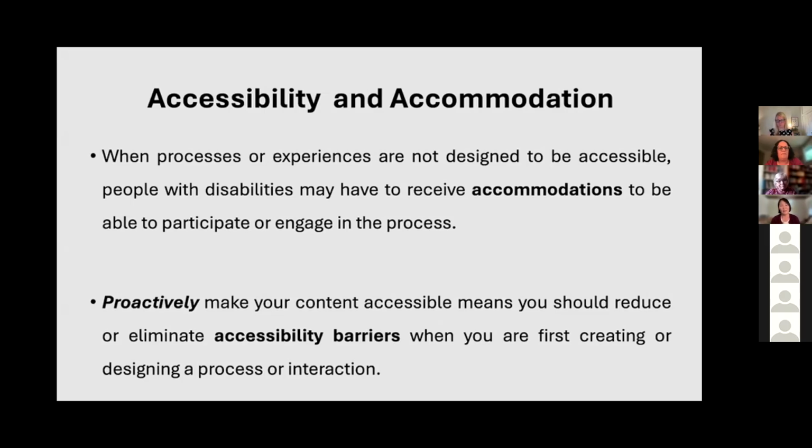When I get accommodation letters from the disability office, I am not given the diagnosis, because it's not their job to share that diagnosis with me. And it's typically my students who volunteer that information to me. Proactively making your classroom accessible means that you reduce or eliminate accessibility barriers when you're first creating or designing your materials and your education management platforms such as Canvas or Blackboard.